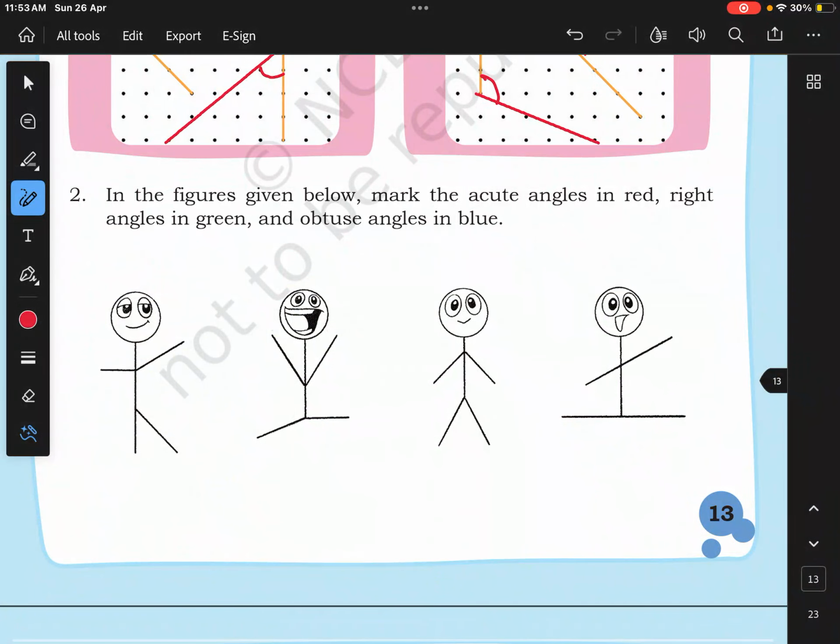In the figure given below, mark the acute angle in red, the right angle in green, and the obtuse angle in blue. So the acute angle should be in red. The obtuse angles are in blue and the right angles are in green.